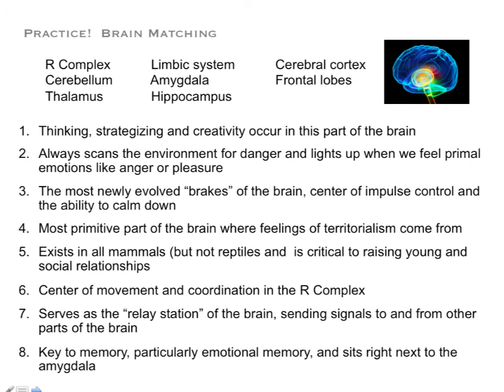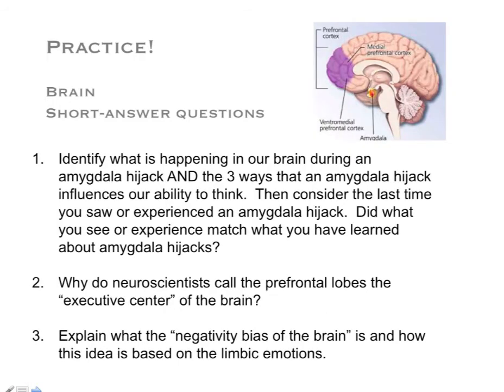So this is a brain matching practice quiz that you can do just to get these basic parts down, right? These are the ones that you really want to know because they're discussed the most. And this is a short answer question about amygdala hijack: how does an amygdala hijack change the way that we think? A good way to think about this is to think about the last time you saw an amygdala hijack. Toddlers have them all the time, but we adults have them too when we get stressed out, and notice how it changes your behavior and how that influences the way you perceive the world or how other people perceive your world.